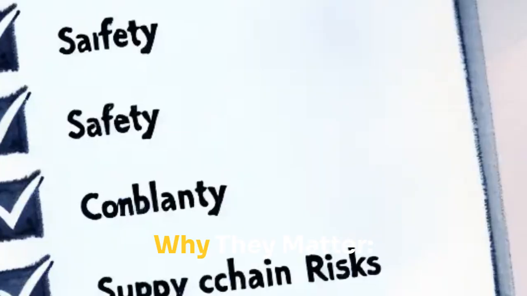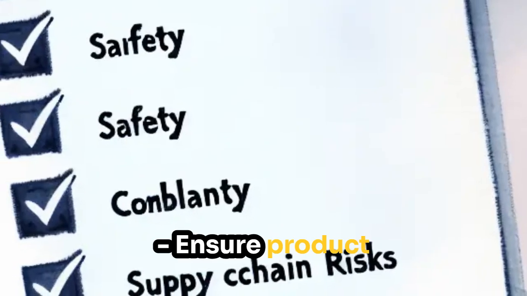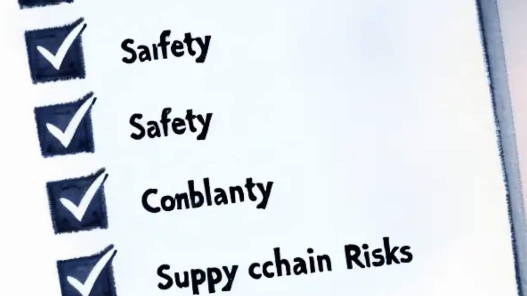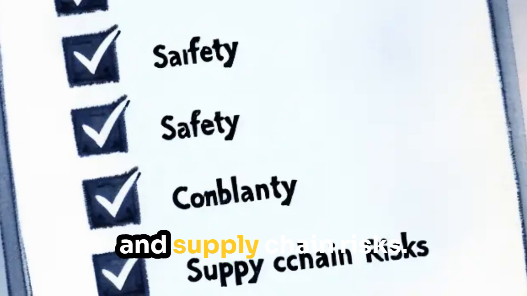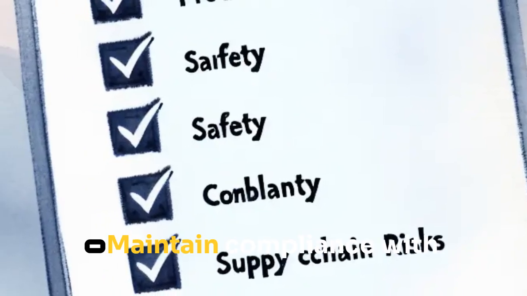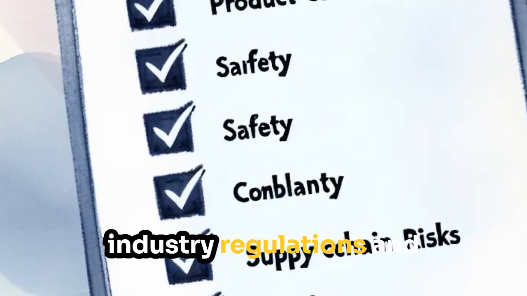regulations. Why they matter: ensure product consistency and safety. Identify nonconformities and supply chain risks. Maintain compliance with industry regulations and customer expectations.